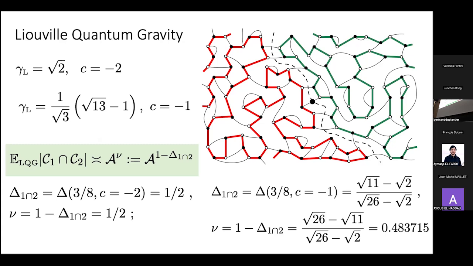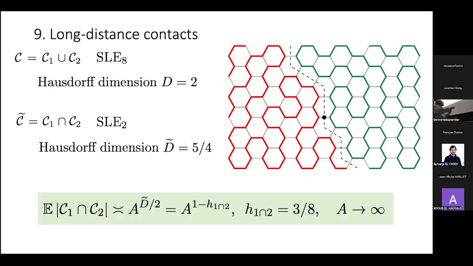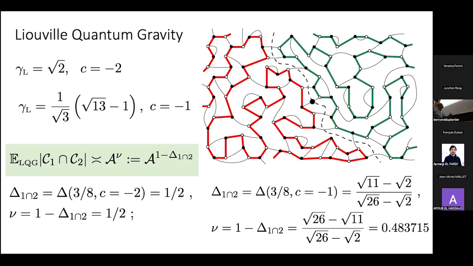You remember we have C equals -2. You take your Capizzi formula, you put 3/8. Remember, 3/8 was h, the formula we had before. We put this one, and we take two cases. First case, C equals -2, then you get delta equals 1/2, very simple. 1 minus delta is 1/2, so this new exponent nu is 1/2.